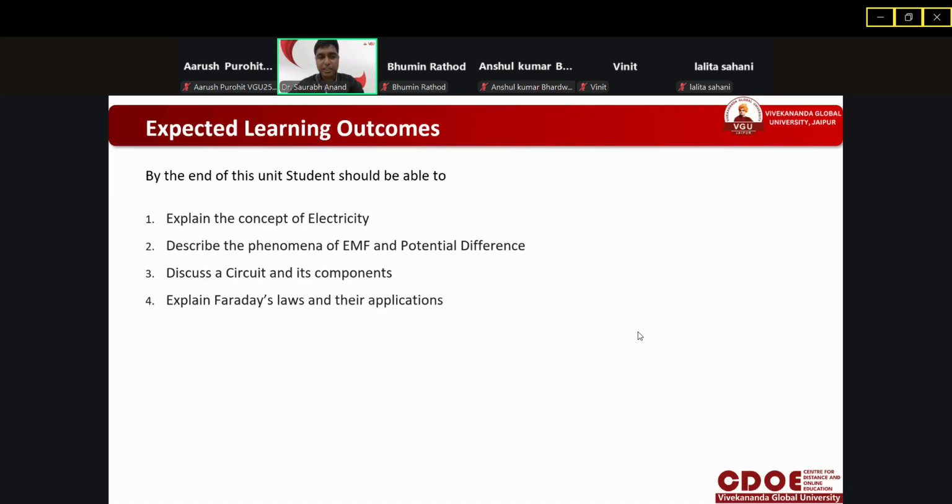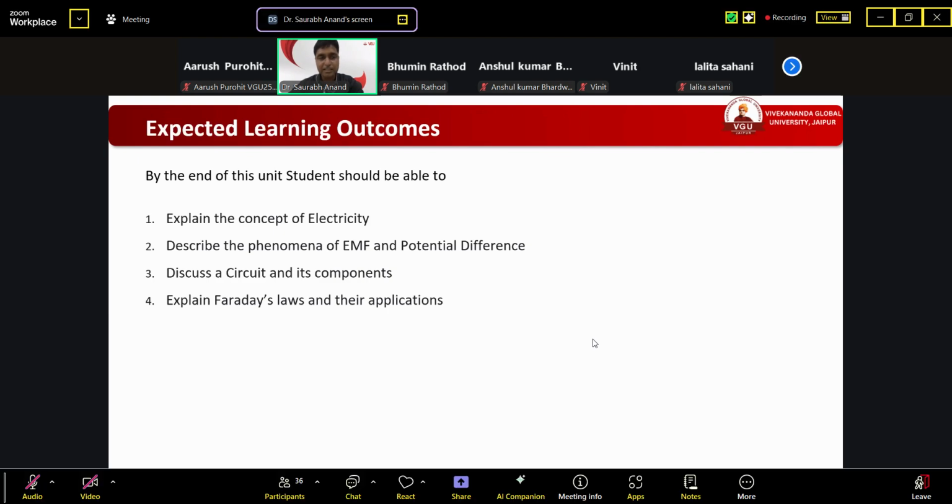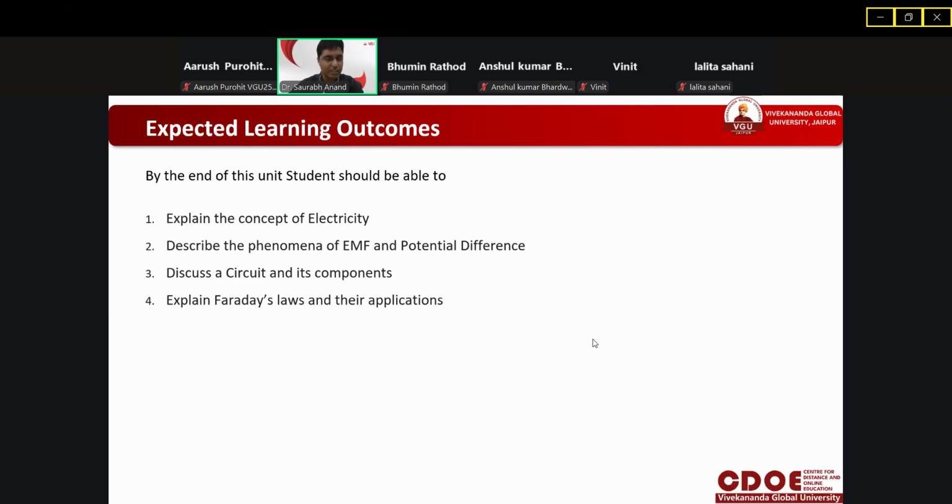By the end of this session, these are the learning outcomes. You can explain electricity, describe the phenomena behind EMF and potential difference, and discuss circuits and their components, and Faraday's law and its application.